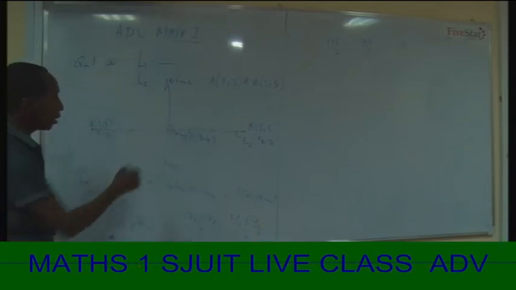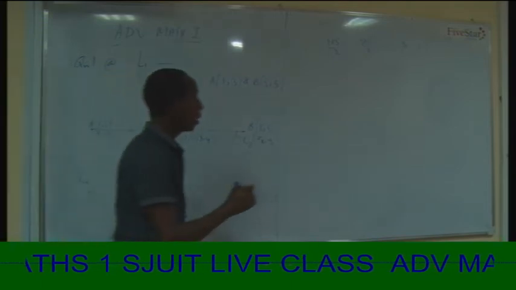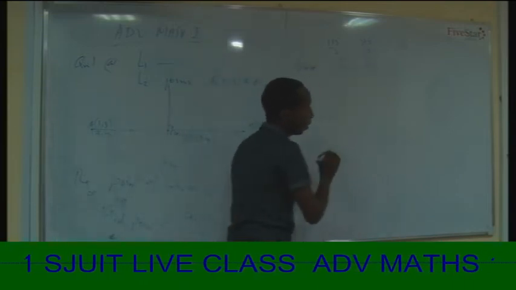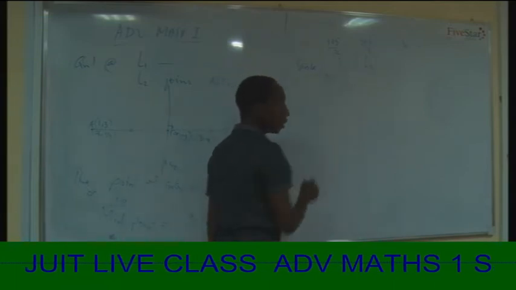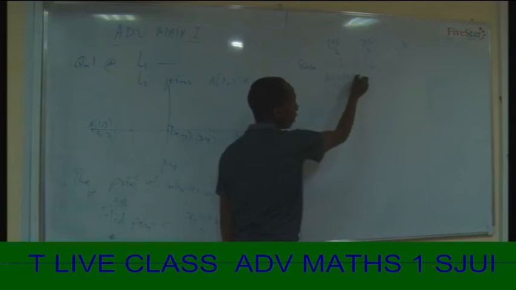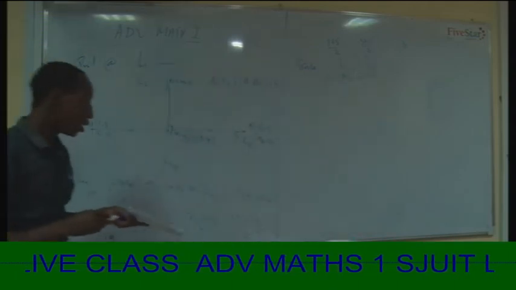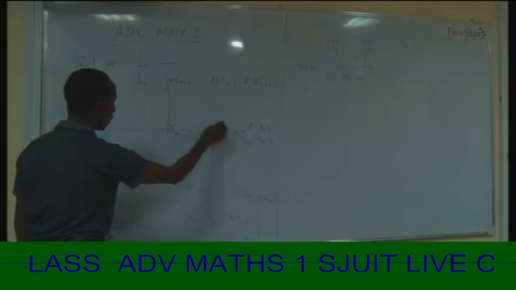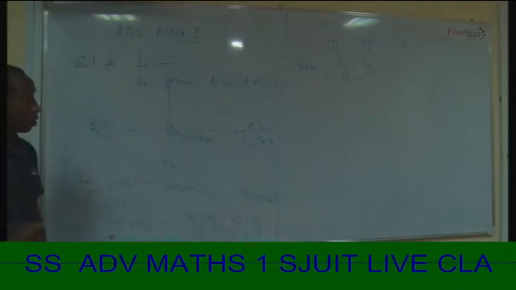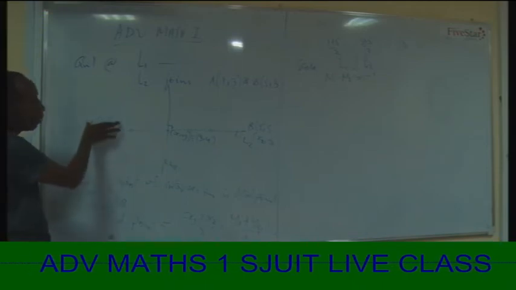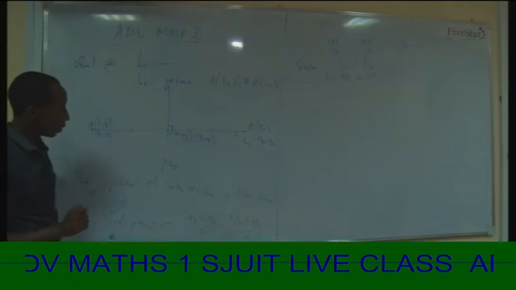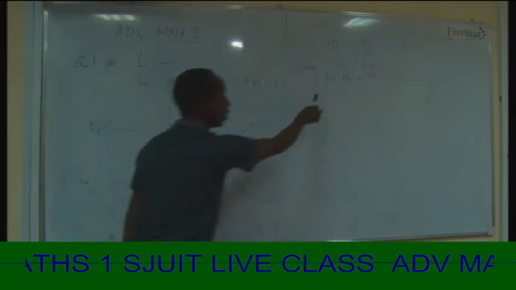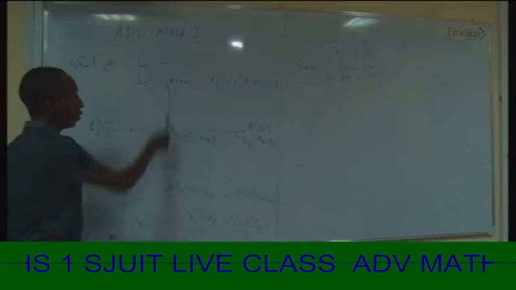Because the two lines are perpendicular, since line 1 is perpendicular to line 2, we have the condition that if we multiply the gradient of the first line by the gradient of the second line, the answer is negative 1. In order to get a gradient, we need at least two points. So we can use points A and B to get the gradient of the second line, and use the perpendicularity condition to get the gradient of line L1.